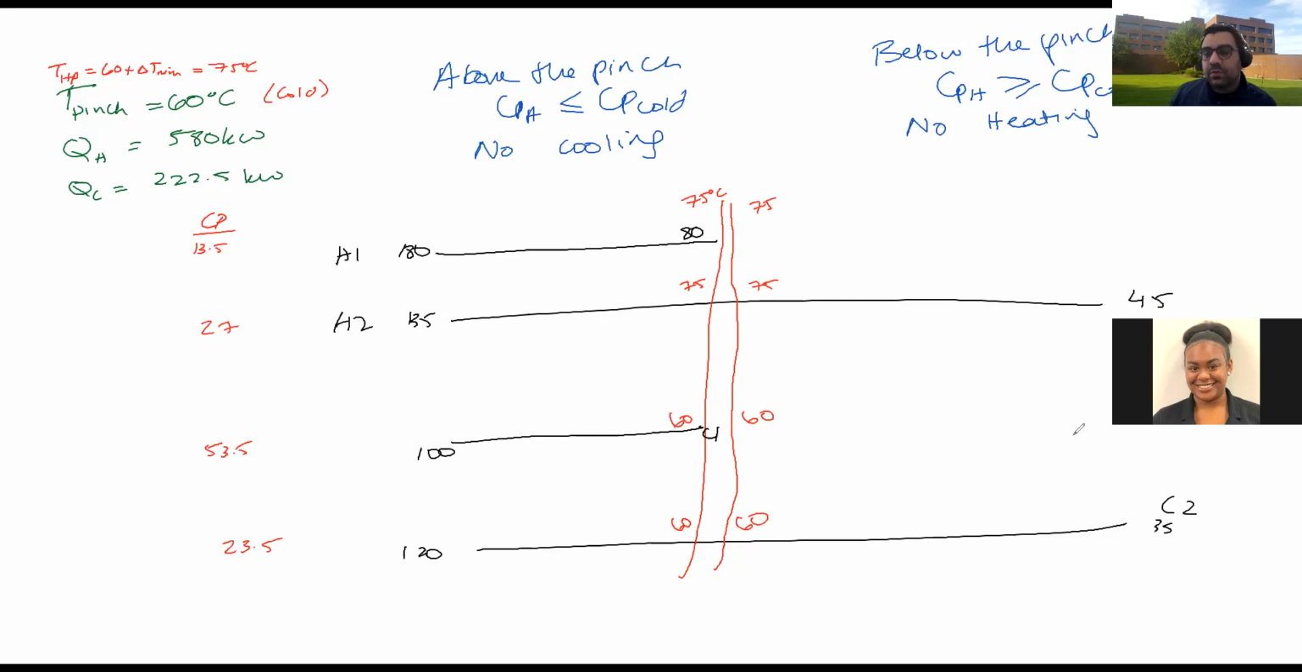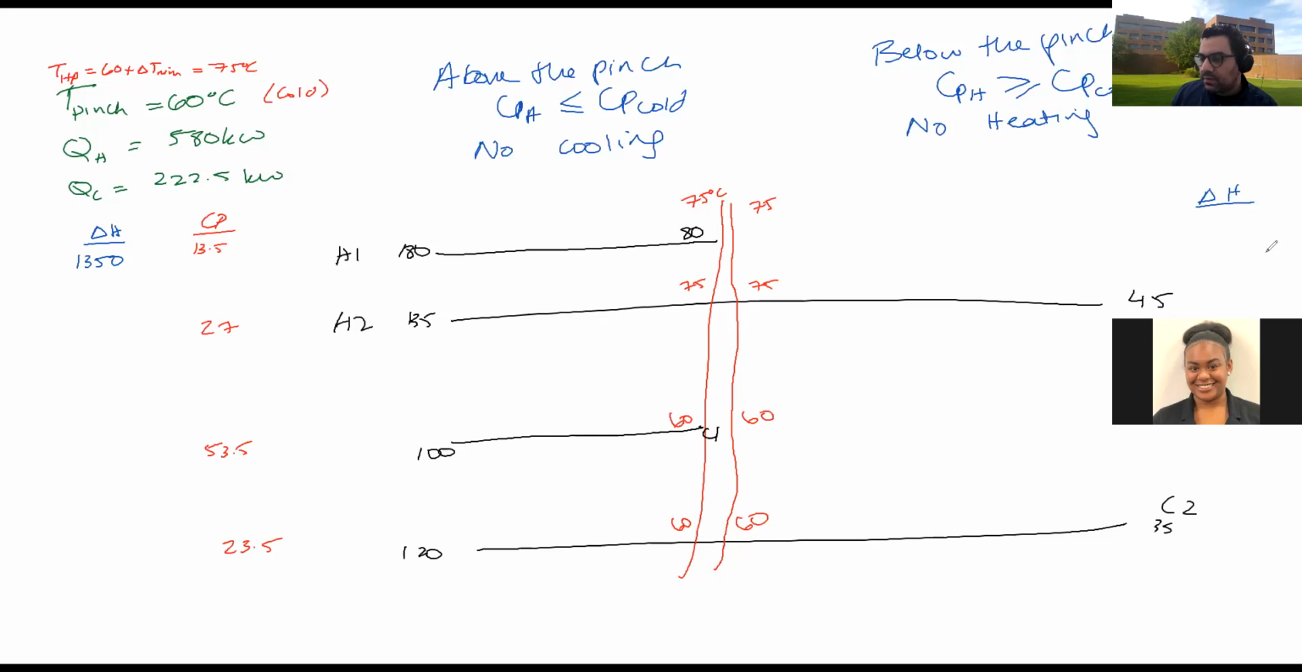Another good practice, you don't have to do this, but it makes your problem easier, is to calculate the delta H available above and below the pinch for each stream. So for H1, it only exists above the pinch. I have 180 minus 80 multiplied by 13.5. So this is 1350. So H1 has 1350 above the pinch. And you can also calculate the amount below. H1 does not exist below the pinch. Maybe it's not a zero, it just doesn't exist.